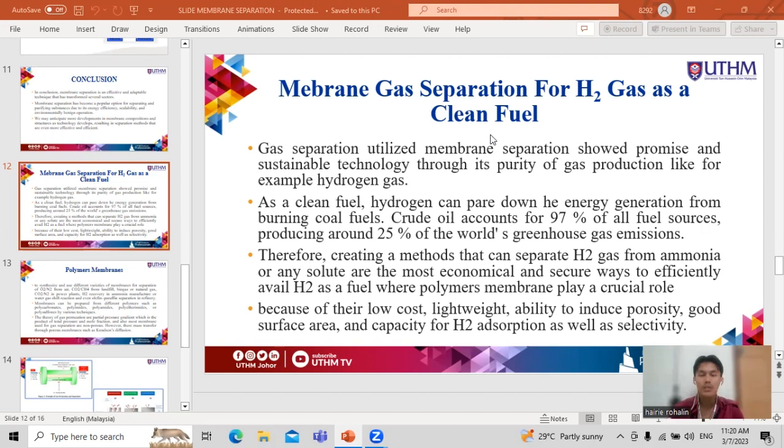Therefore, if we need to reduce the carbon emission throughout the world, we need to create a method that can separate hydrogen gas from ammonia or any solute in the most economical and secure way to efficiently avail hydrogen gas as a fuel, where polymer membrane plays a crucial role because of their low cost and capacity for hydrogen absorption as well as selectivity.